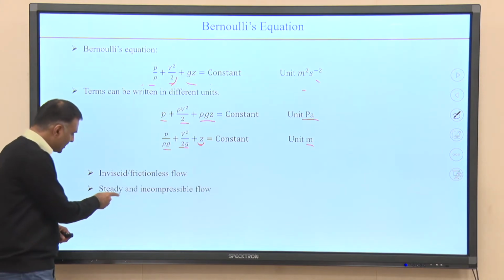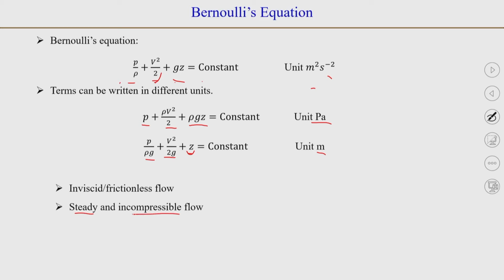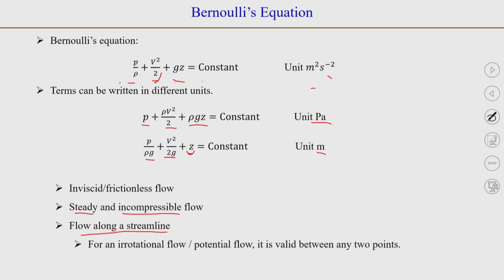Then the flow is steady and the flow is incompressible. Okay. So, these two assumptions we need to verify when we are applying Bernoulli's equation. It is applicable for flow along a streamline, except that when the flow is irrotational or potential, then it is valid between any two points. So, this we should always be careful about.